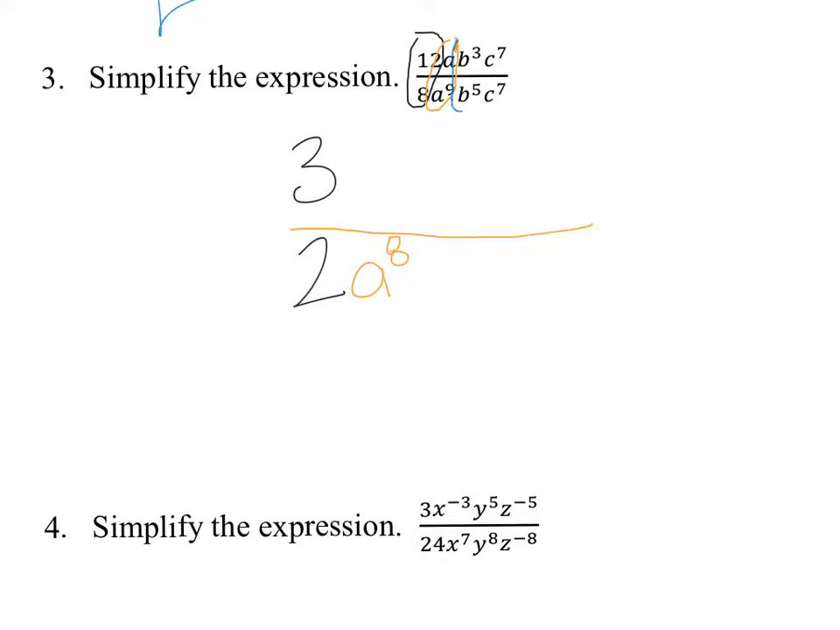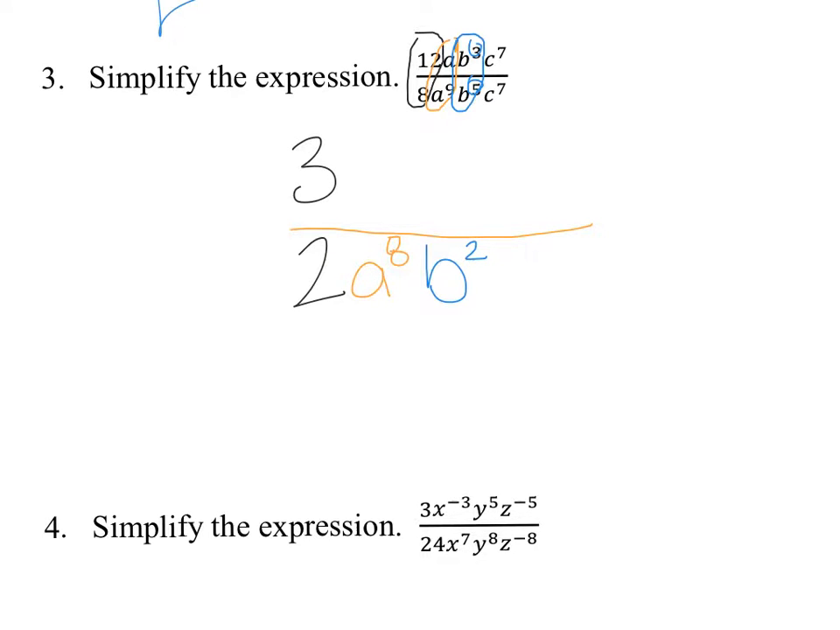Now I look at my b's. My b's have the same base. So again, my thinking process first is, are there more b's on top or bottom? Well, there's more b's on bottom, so my b's will end up on bottom. And then I always take my larger one minus my smaller one. Once I do that first step, are there more on top or bottom? I always take my larger minus my smaller, and 5 minus 3 is 2.